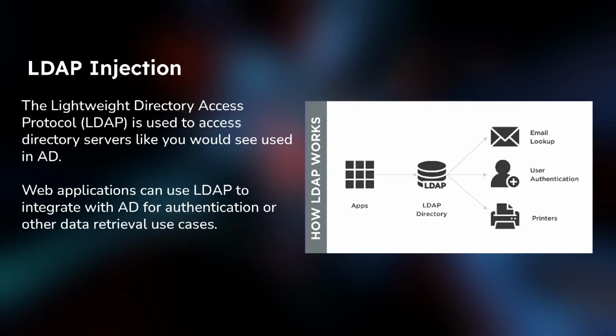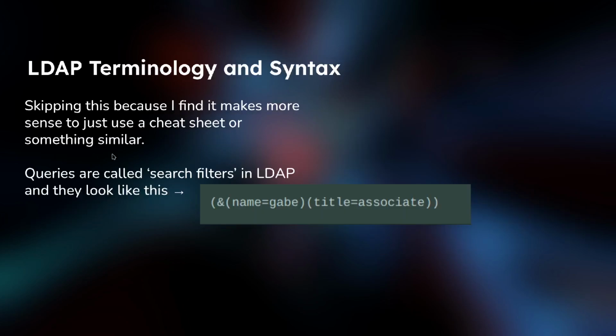So this is the Lightweight Directory Access Protocol, and it's used to access directory servers, DS, like you would see used in Active Directory. Web applications can use these, of course, to query information about users, information about emails, printers, you name it. There's a lot of other terminology in here that I just don't feel like including because, again, this is going to be a case-by-case thing. You'll look this up when you need to know it.